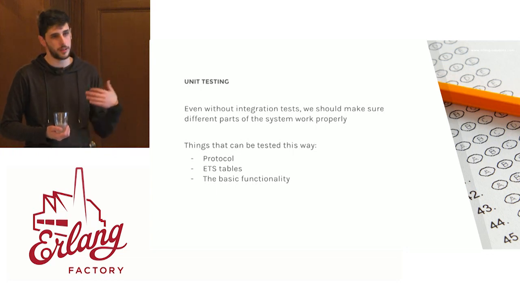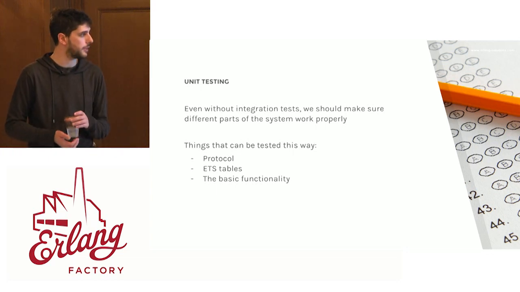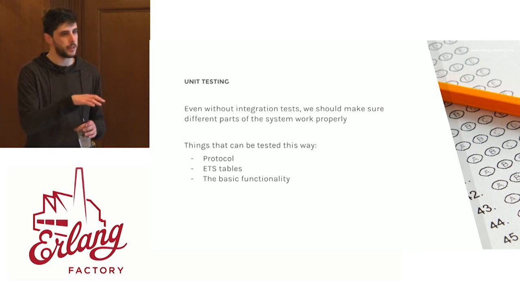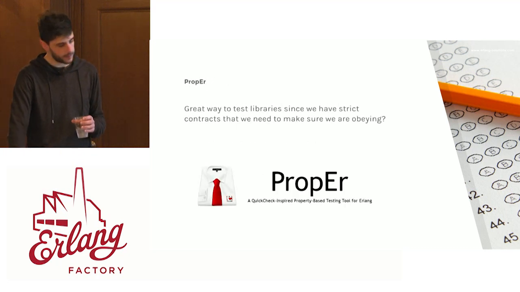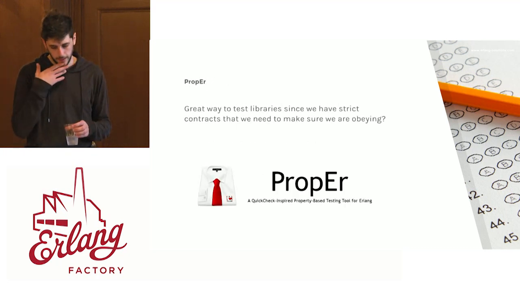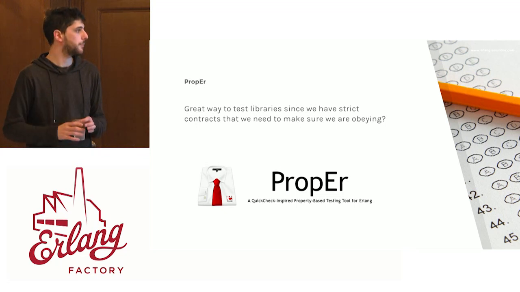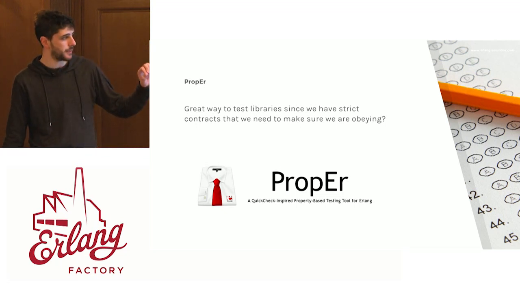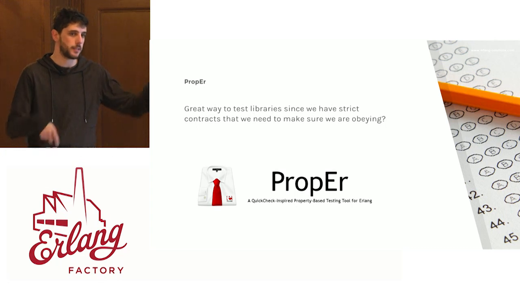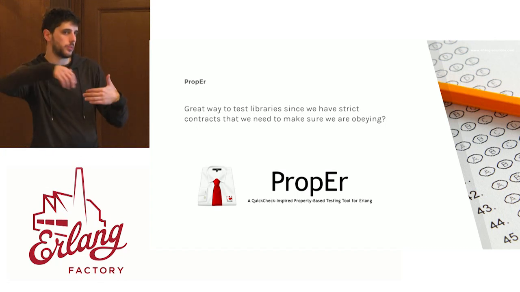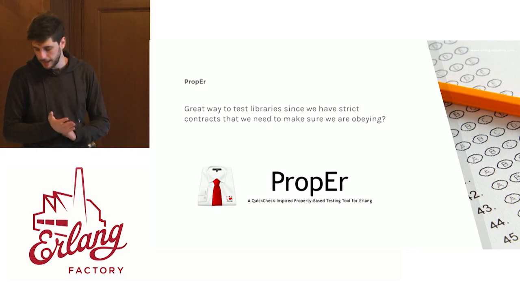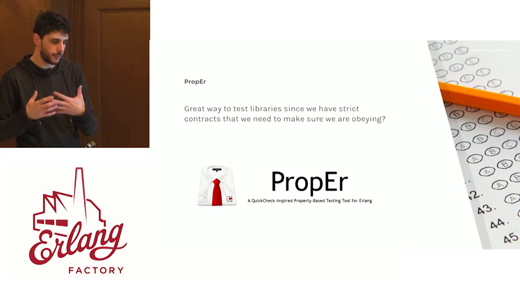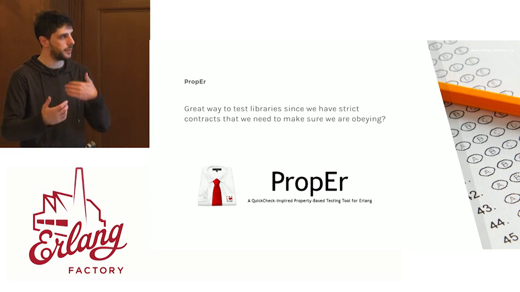Basically, the protocol, the ETS tables in your implementation, and basic functionality can all have their own unit tests. But still, an integration test is something else. And PropEr can actually help you a bit in that regard, because you can use it to generate weird data and then connect to an actual Kafka server running on your own machine and see what happens. But that's not exactly a nice integration test, because again, Kafka can reply different things for certain conditions that you have no control over.